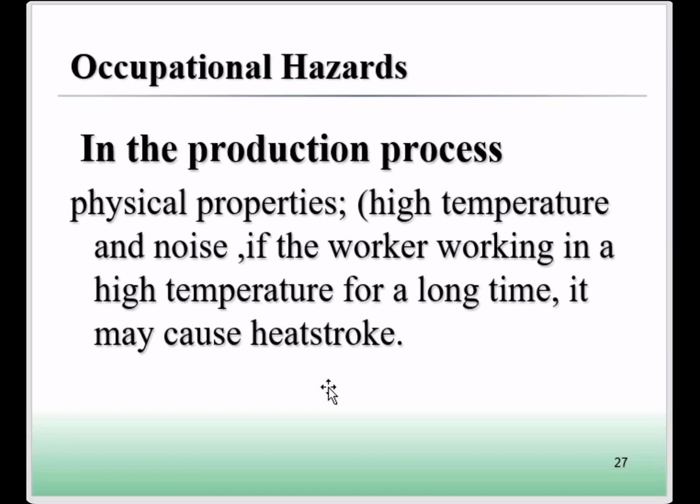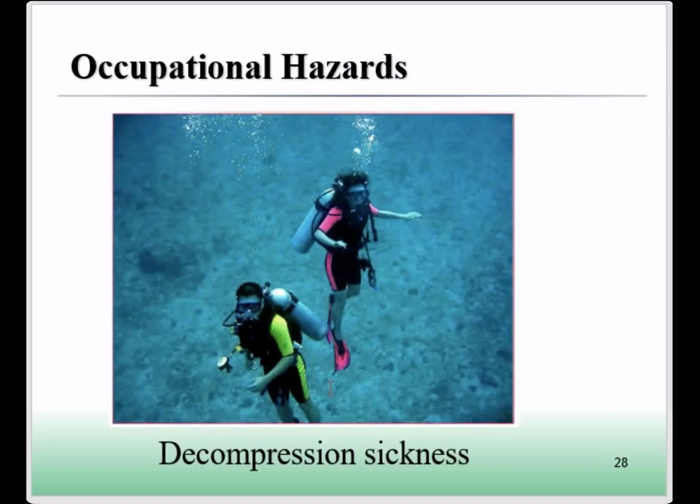For example, in the summertime you will see some workers on high buildings cleaning the windows. It will be dangerous for the workers if they work in high temperature for a long time. So that is for physical properties. And also noise. The machine can make a big sound, with noise all the time. So if workers work in a noisy place for a long time, it may cause hearing problems. So that is in the production process.